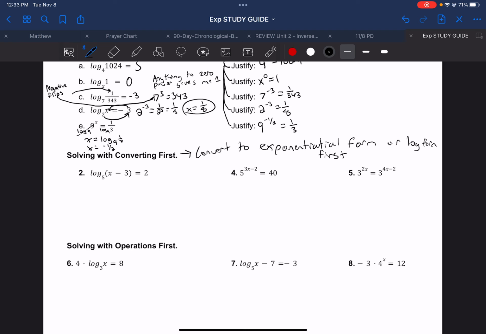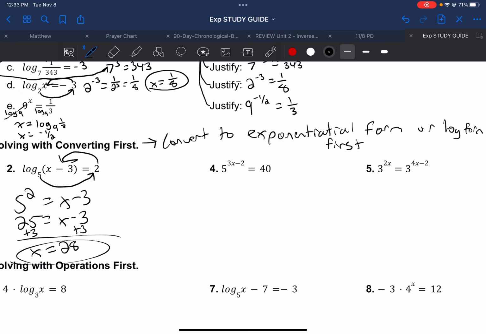So in this case, I just draw my arrows. 5 to the second power gives me x minus 3. So 25 equals x minus 3, plus 3, plus 3. x equals 28. Okay? Next one.